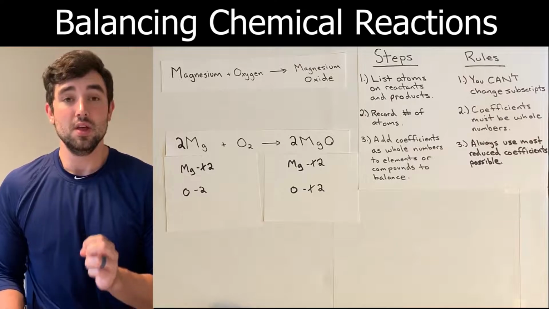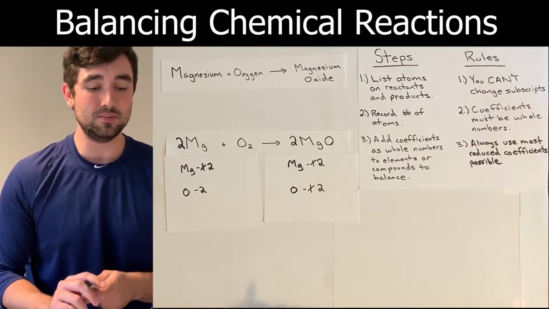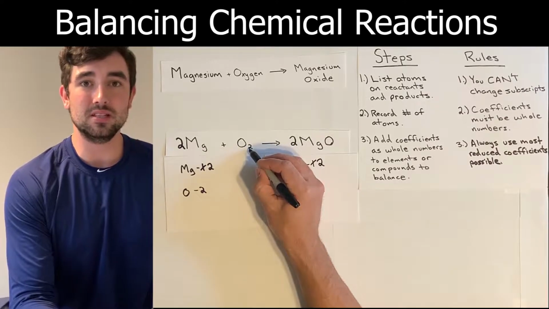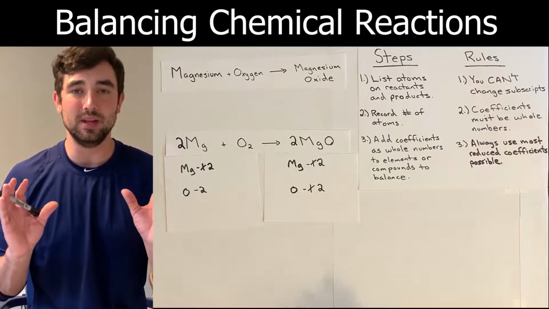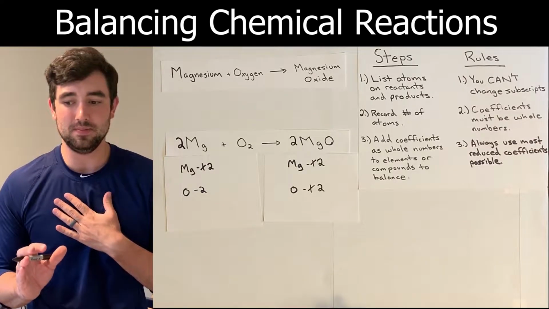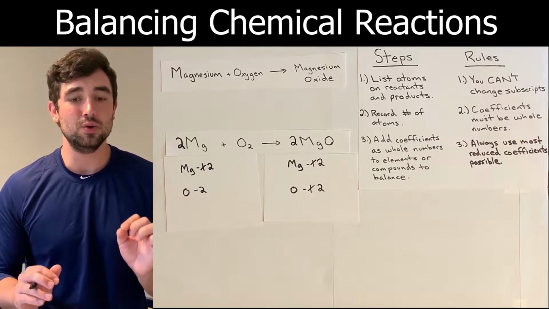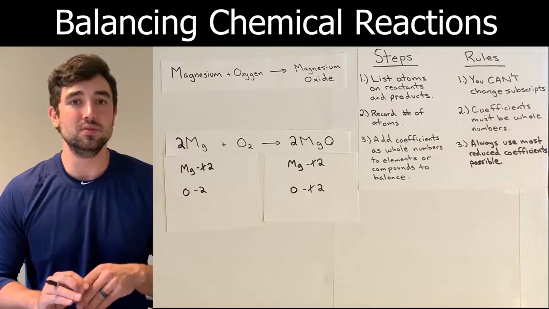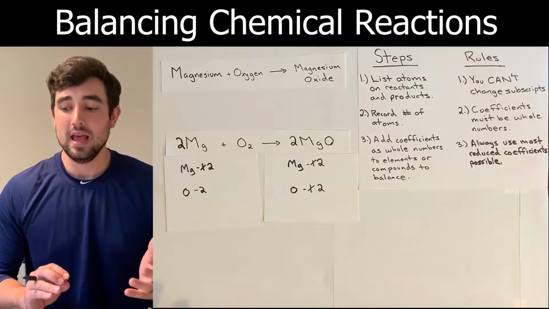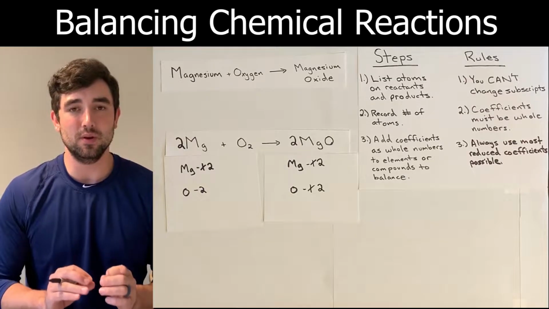We have an equal number of atoms on the left side as we do on our right side. The other rules that we need to be paying attention to is that we can't change subscripts. So this O2, this subscript 2, cannot be changed. That is an integral part of the reaction that we don't get to manipulate. We also have to make sure that we are only using whole number coefficients. We can't use 2.5, we can't use fractions or decimals. And lastly, always use the most reduced form of coefficients that you can.